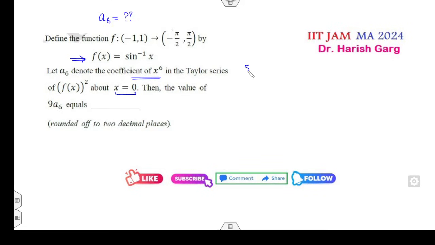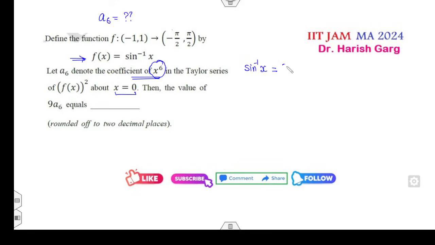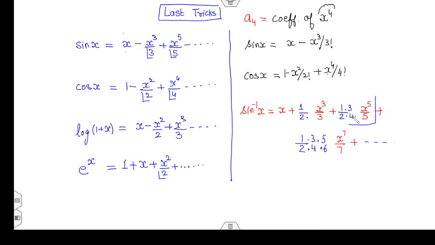Fine. So then you have to write the sin inverse x series expansion. Up to x6, so it will come only up to here, the next one would be power 7. So you can write the first three terms, that is x plus x cube by 6 plus 3x raised to power 5 divided by 40.